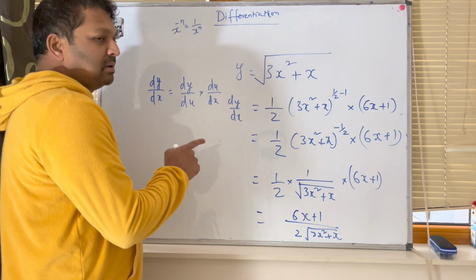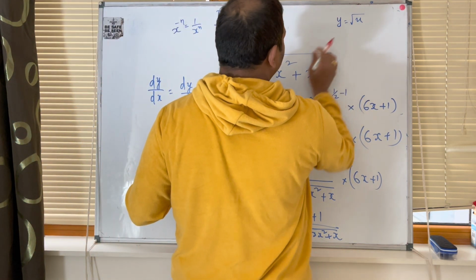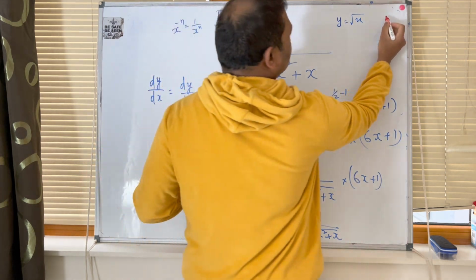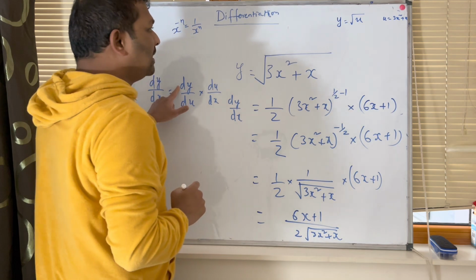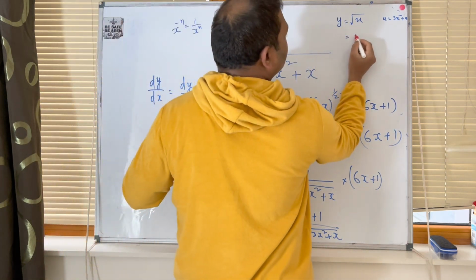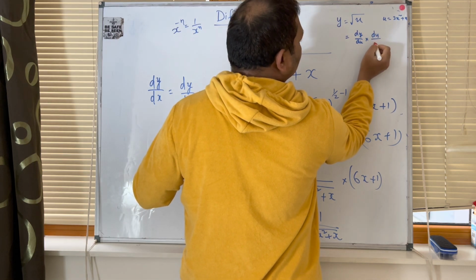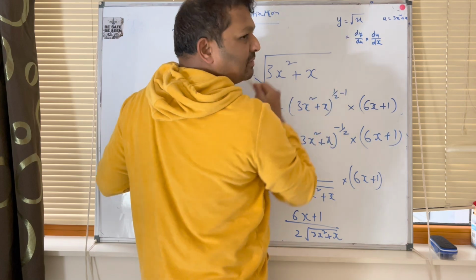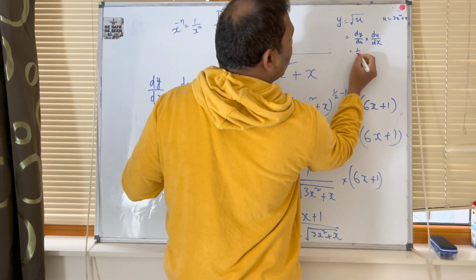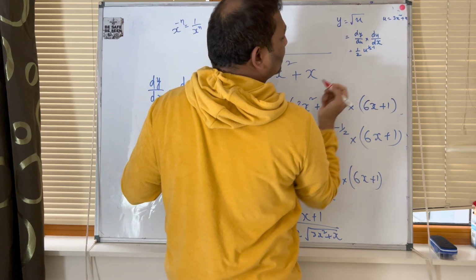This is the chain rule. So I'm treating y as equal to, assuming this whole part is u. What is u here? 3x square plus x. What does the chain rule say? Differentiate y with respect to u, dy by du into du by dx. Differentiate this part with respect to u, what do you get? Half u to the power of 1 by 2 minus 1.